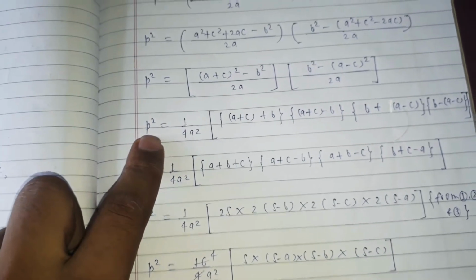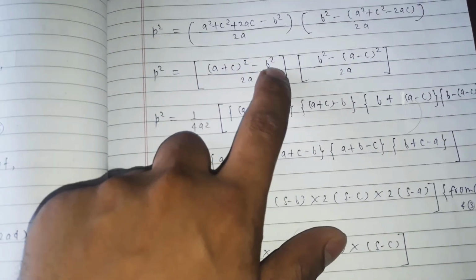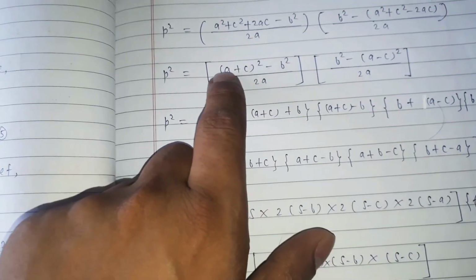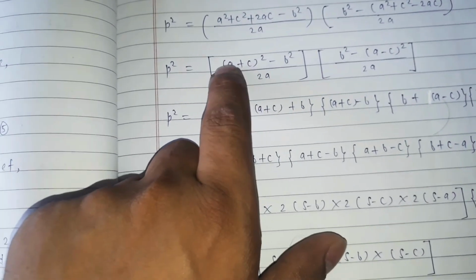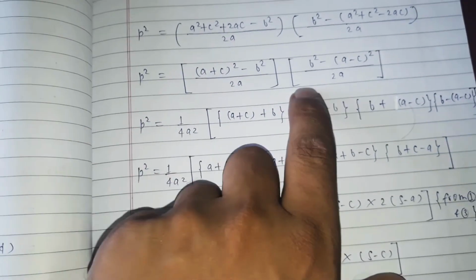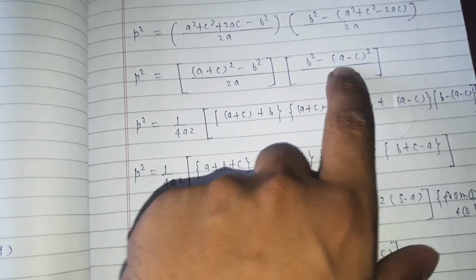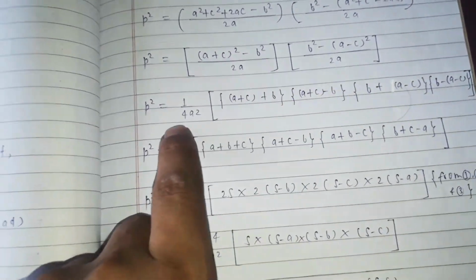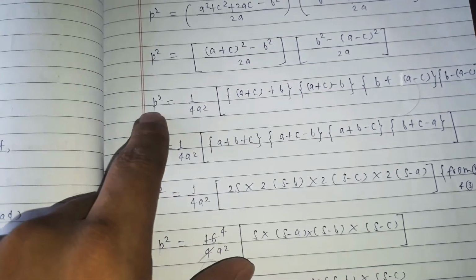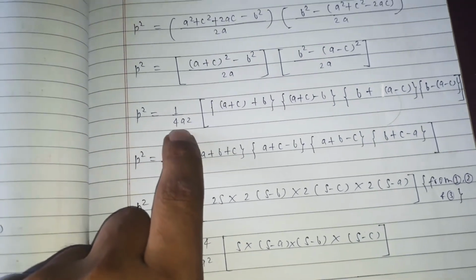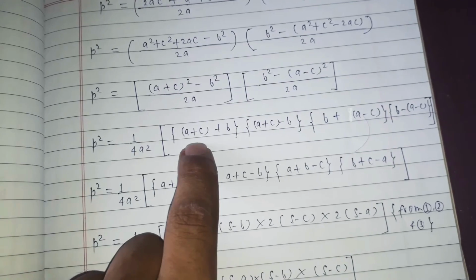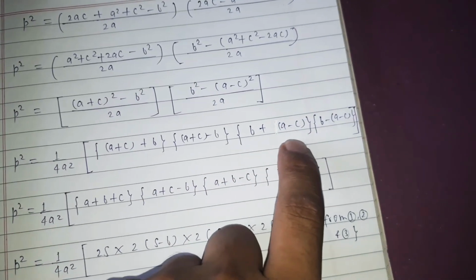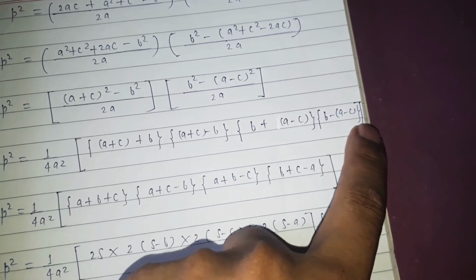Now we can split this with the formula of a square minus b square. So here in the place of a is a plus c, and in the place of b is b. Here in the place of a is b, and in the place of b is a minus c. Now 2a into 2a becomes 4a square. Therefore p square equal to 1 upon 4a square, now here a plus c plus b into a plus c minus b into b plus a minus c into b minus a minus c.